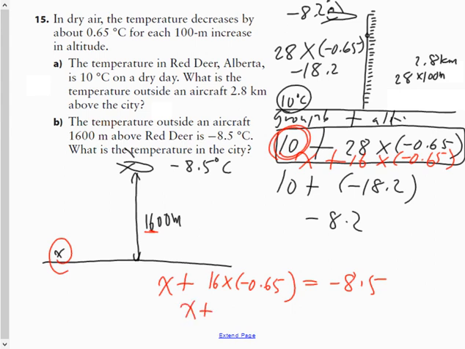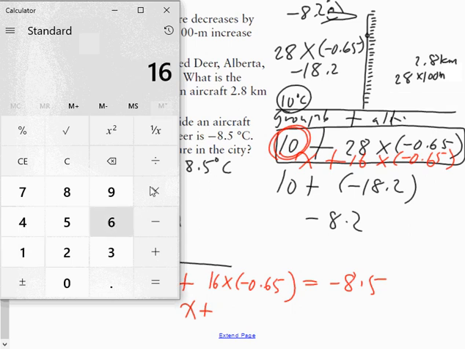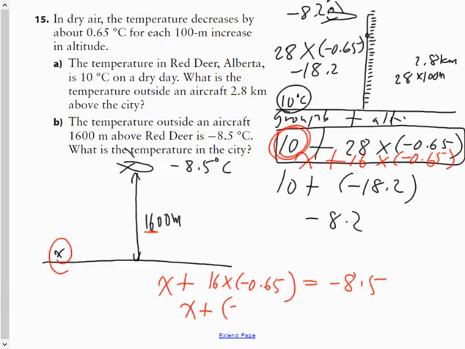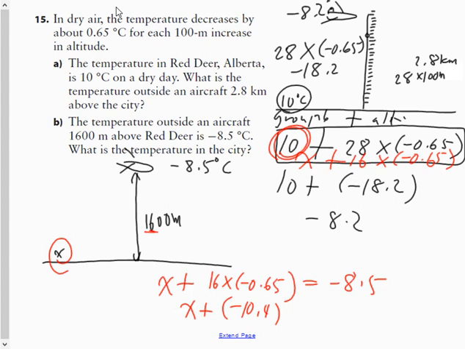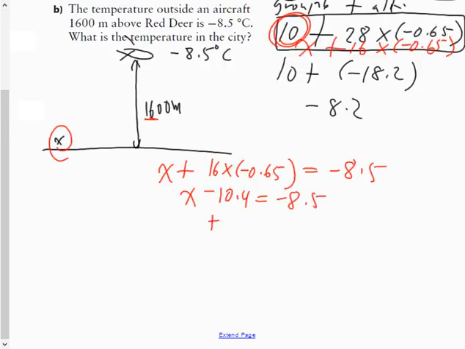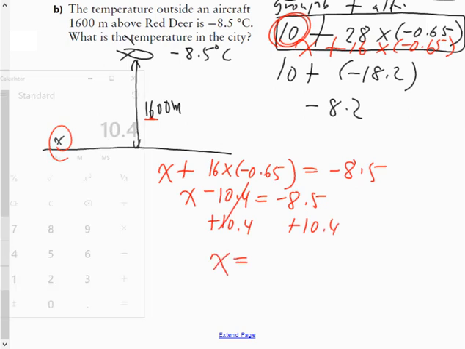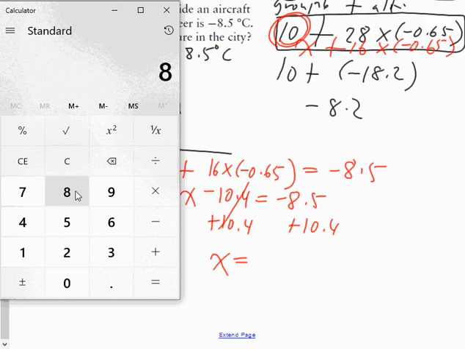X plus 16 times 0.65 equals negative 10.4. Plus negative 10.4, or instead of writing it that way, I can simply say subtract 10.4 will equal negative 8.5. Now I have an algebraic equation. Add 10.4 to both sides, and x will equal the sum of negative 8.5 combined with 10.4.